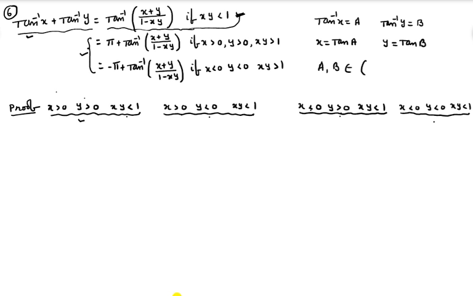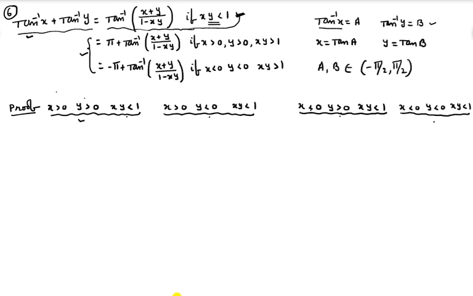Now can you tell me here, a, b belongs to the open interval minus pi by 2, pi by 2, because as you know the range of tan inverse x is the open interval minus pi by 2, pi by 2. That is the reason a, b belongs to this interval, and x, y are any real numbers, but here we are proving the case xy less than 1.